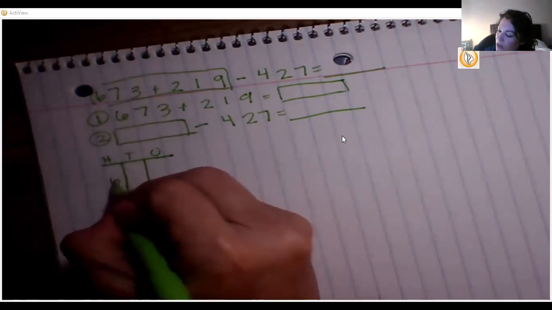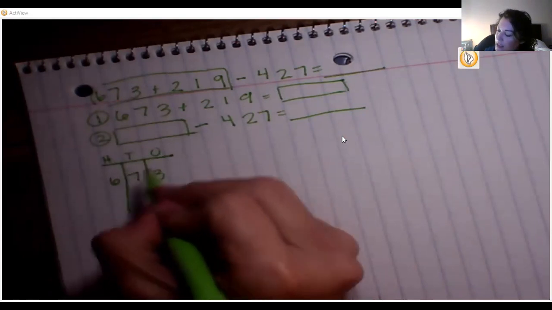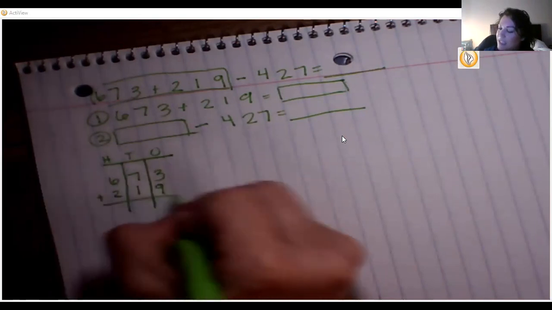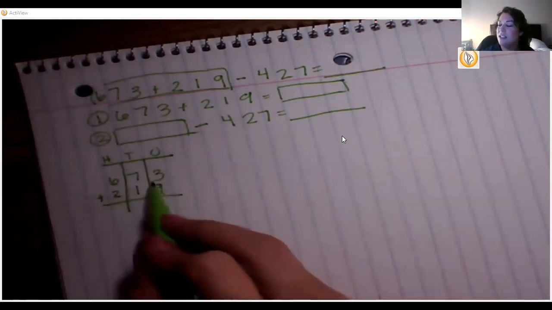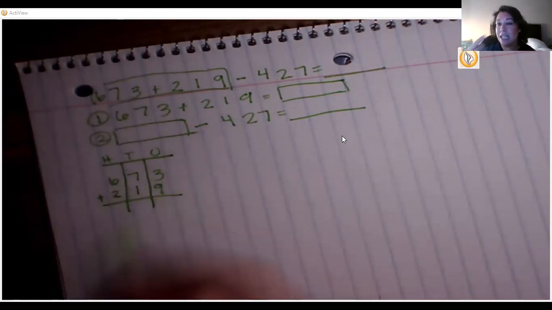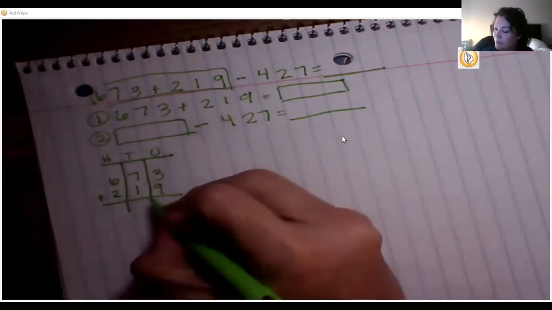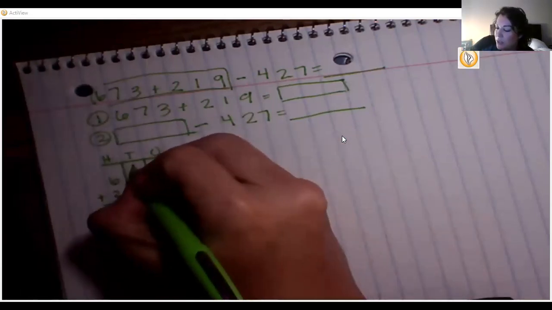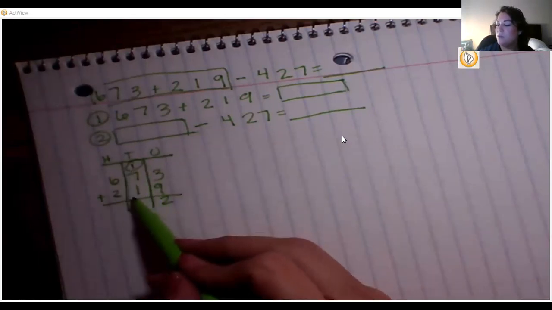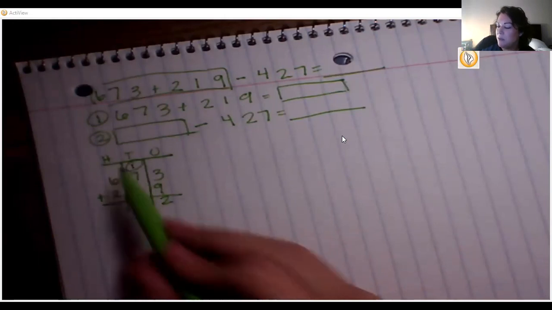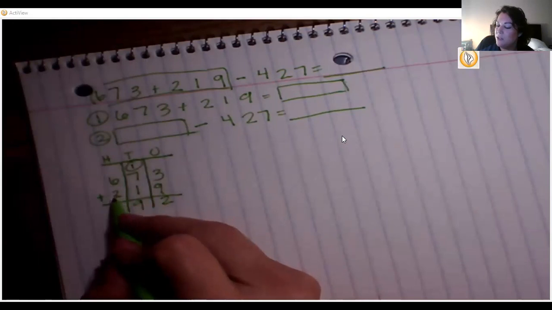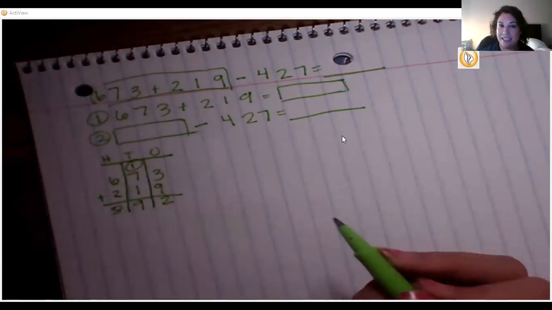I have 673 cookies and 219 cupcakes. Okay, doing addition. 3 plus 9. Well, I'm going to start with a 9 and I'm going to count up. 9, 10, 11, 12. I have to regroup that 10. 1 plus 7 plus 1. Well, 7 plus 1 makes 8, plus 1 more gives me 9. And 6 plus 2 gives me 8.